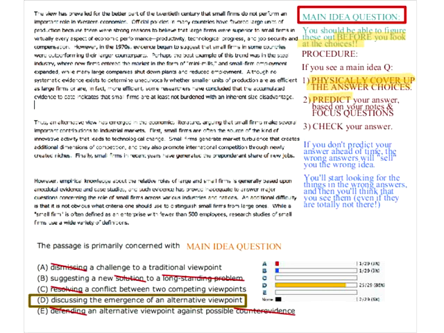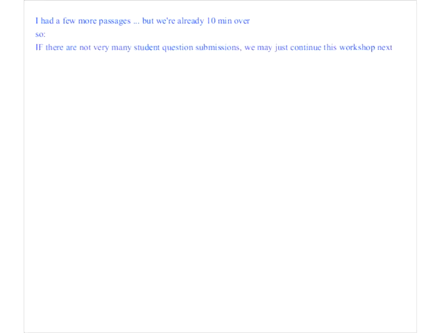Okay, so what we've learned, we're actually out of time. In fact, we're about 10 minutes past time. I had a couple more passages on the slides, but we're already over by about 10 minutes. So depending on what happens next time, if there are not very many student question submissions, we may just continue this workshop next time. If not, then we'll do it at a later date.